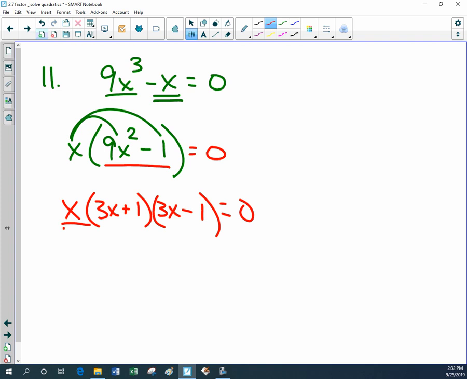And then set each factor equal to 0 and solve. So we'd have x equals 0. So we'd set 3x plus 1 equal to 0 and solve. Set 3x minus 1 equal to 0 and solve.